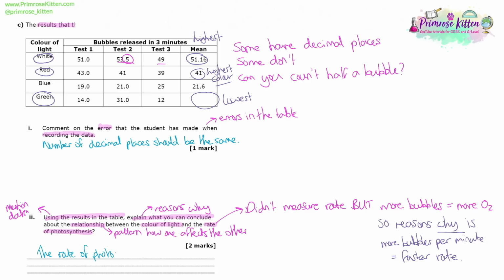So the rate of photosynthesis is highest with white light because more bubbles of oxygen were produced in the same amount of time. Or you could put in 3 minutes, or you could say per minute because you could divide it, you could work that out and show the numbers. You could say it's 51.16 compared to the other numbers if you wanted to. But as long as you said the pattern and then you've explained it by showing that you understand the data about the bubbles and the time, meaning that is the equivalent of rate.